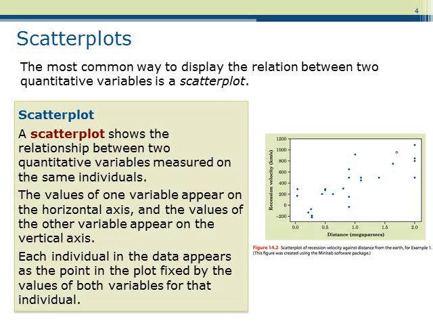Each individual in the data appears as the point in the plot fixed by the values of both variables for that individual. For instance, in the scatter plot to the right, each point represents an individual in our data set. For each individual, we know its distance and velocity. The value of these variables determines the position on the scatter plot.